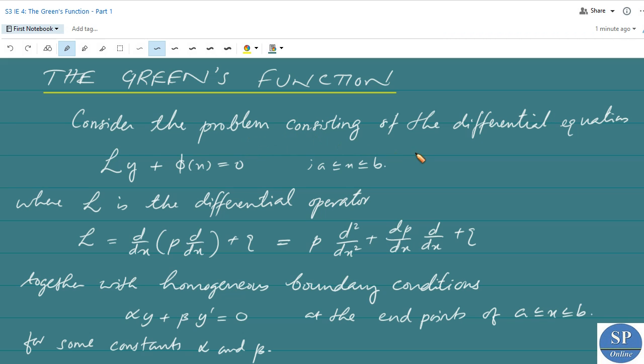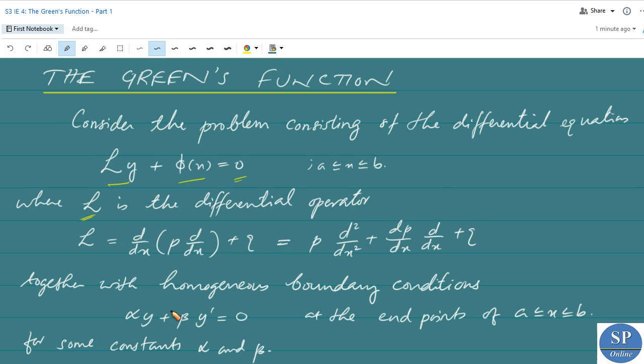Consider the problem consisting of the differential equation Ly + φ(x) = 0 for a ≤ x ≤ b, where L is the differential operator L = d/dx (p d/dx) + q. That is, the derivative of p into d/dx is nothing but p d²/dx² plus dp/dx, that is p', into d/dx, plus q.